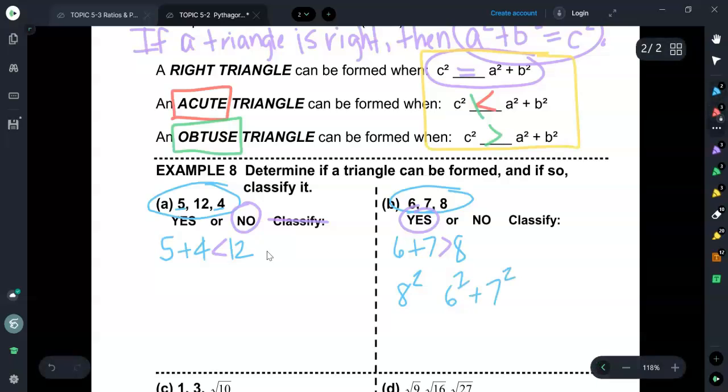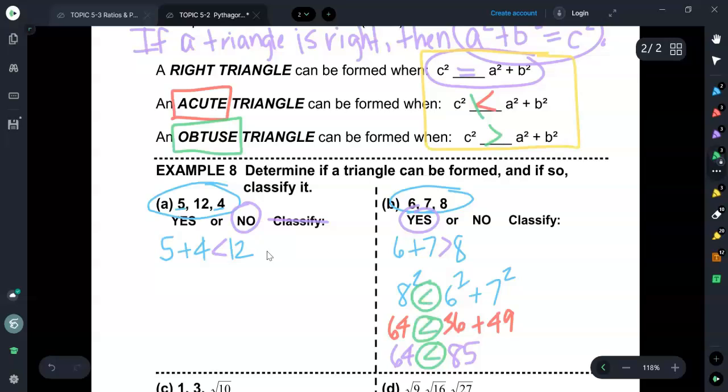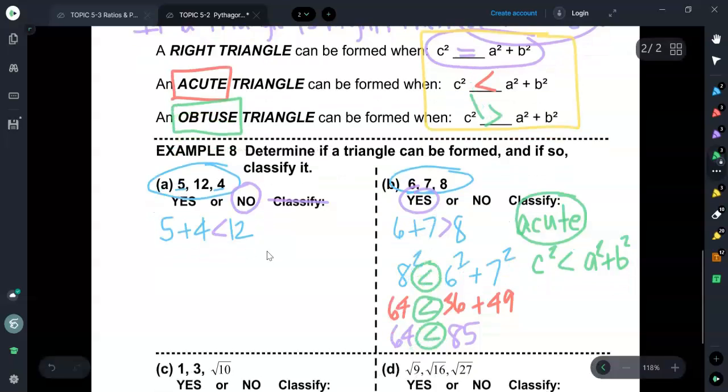If I work this out, 8 squared is 64, 36 plus 49. And I always put a little circle here because I don't know what fits in there, greater than, less than. I haven't done it yet, so 64 on this side, and if I add 36 and 49, I get 85, okay? So c squared is in fact less than a squared plus b squared, so this is an acute triangle, because c squared is less than a squared plus b squared. That's how you use the converse of the Pythagorean theorem.